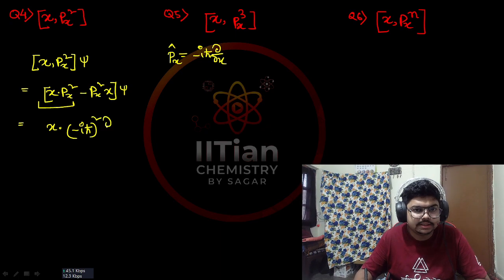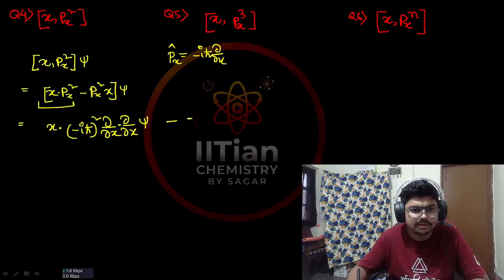Px square means del/del x operating on del/del x. This square means what? Minus i h cross square, and del/del x will operate on another del/del x.